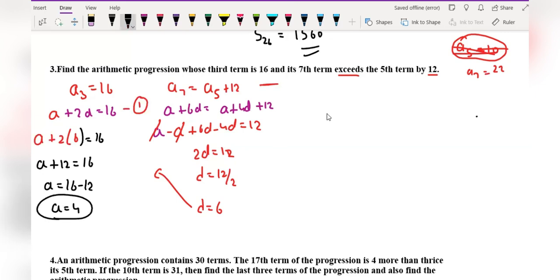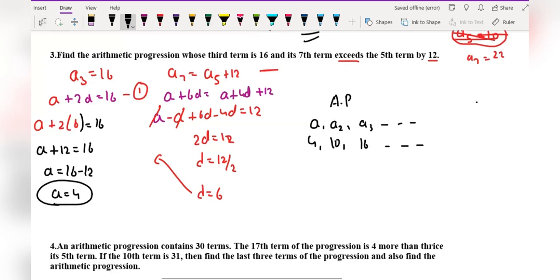And they are asking us to find out the arithmetic progression, the AP series: first term, second term, third term and so on. The first term is 4. To find the next term, we add the common difference, which is 6. 4 plus 6 will give me 10. 10 plus 6 will give me 16, right? And so on. That's it for the question. Let us go with the fourth one. I hope you have been clear with the explanation.